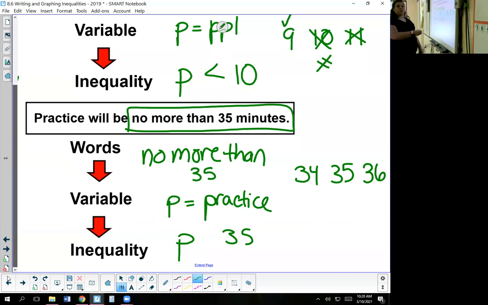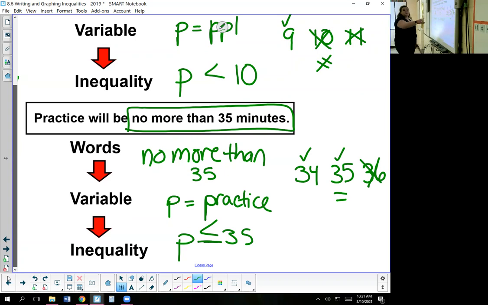So it's 34, no more than 35. Is that going to work? Yes. 34 is not more than 35. So we're good. Is 35 not more than 35? Am I going over 35? No more than 35? No, 35 is still good. I'm safe at 35 minutes. I'm not safe at 36. Why? Because 36 is more than 35. So this is not working. So therefore, it is equal to, so I better have this. So we max out at 35. I'm allowed to have 35 minutes, but I can't have over that. I'm allowed to have 35 or less.